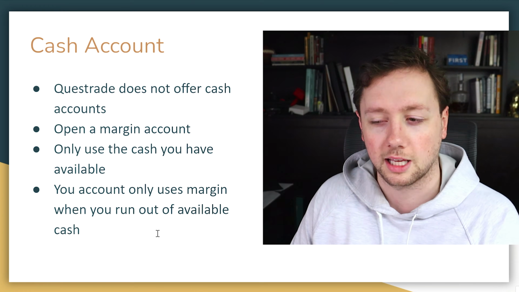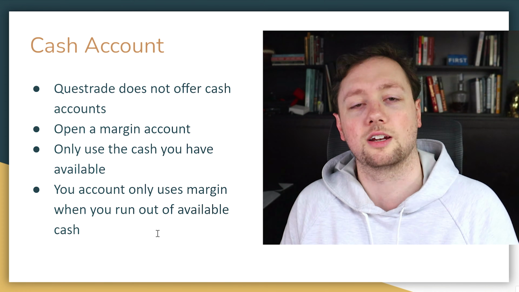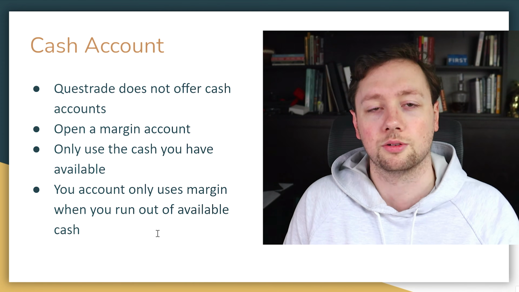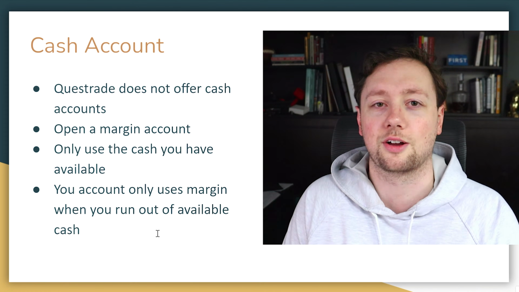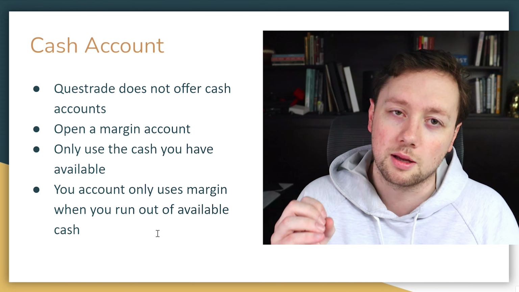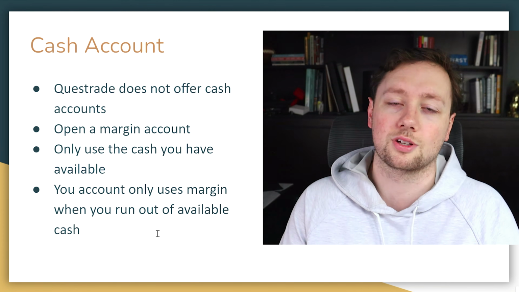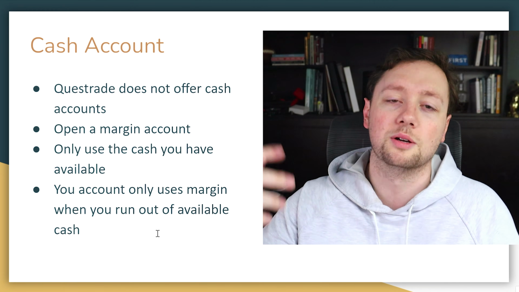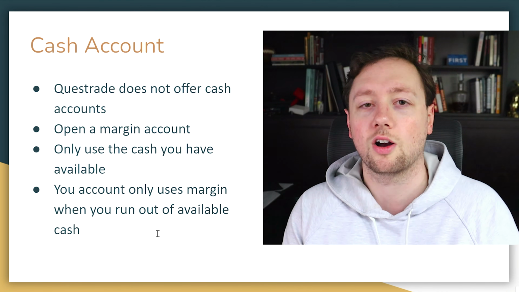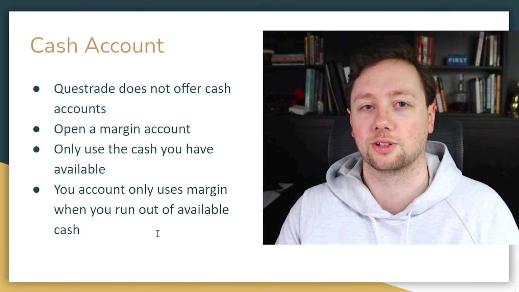Now, the difference between cash accounts and margin accounts is that if you put $1,000 into a cash account, you only have access to $1,000. You can't borrow money, you can't do anything. It's $1,000 and that's it. If you open a margin account and you put $1,000 into that margin account, you can borrow money from Questrade to buy more and more securities depending on what you do with that initial $1,000.